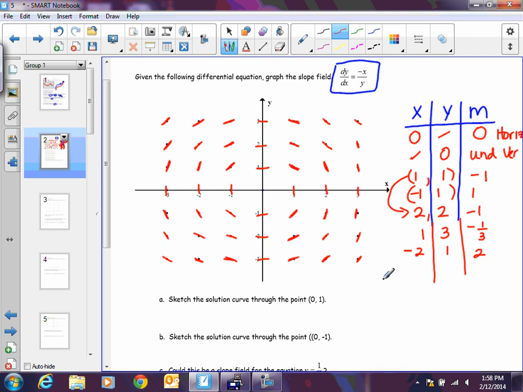And you just need to do that for every point. And the more we do this, the more you're going to recognize patterns. And sometimes the patterns are more obvious than others. So we're just going to keep practicing this enough, and you'll get quicker at it.